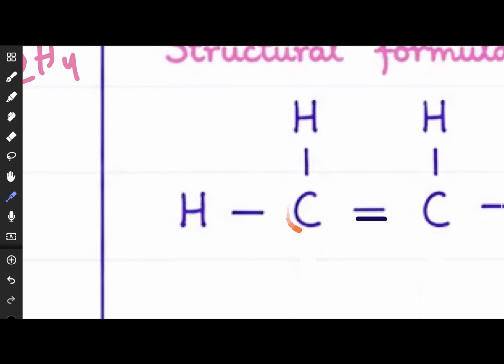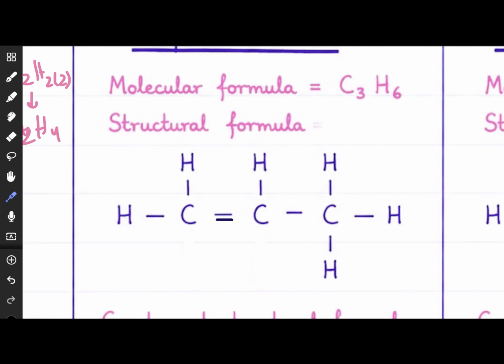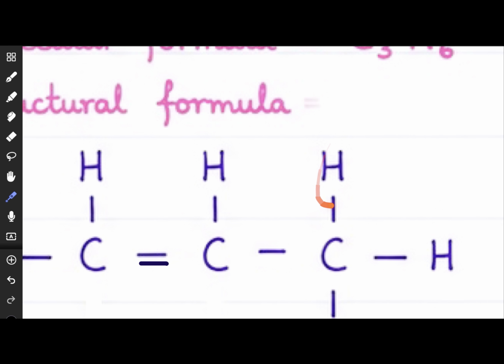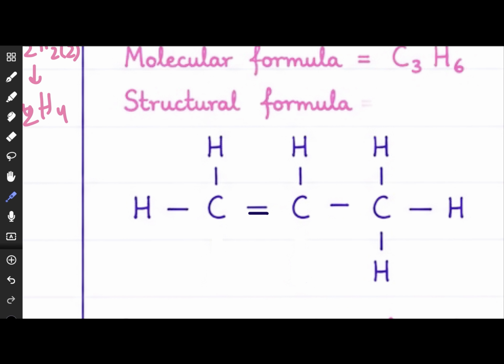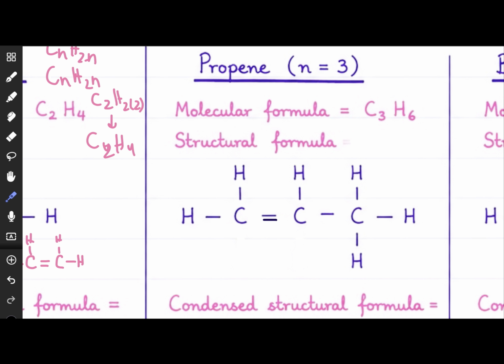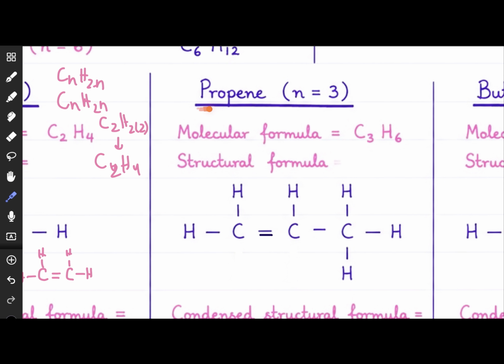And then we're going to do the same thing with this C. It has 2 bonds already made here, so we're going to draw the rest 2 here. And now we're going to put H element along with each line, here, here, here, here, here, and here. And this is how we have drawn the displayed structural formula of propene.